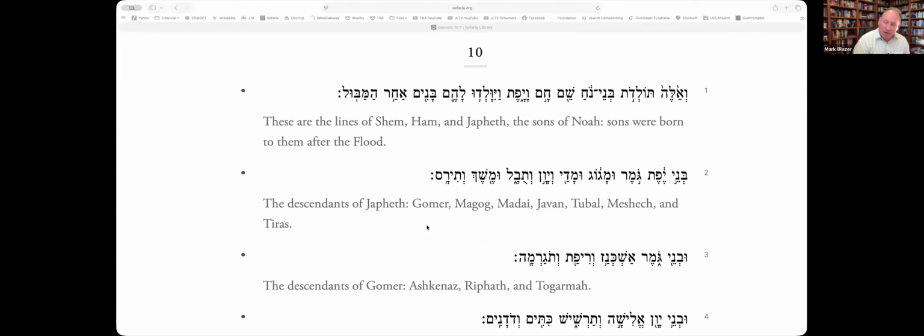So, John, why don't you start with chapter 10, which begins with a typical beginning for the P author, Ve'ele Toldot. These are the generations, or these are the descendants, translated here as these are the lines of these three sons.